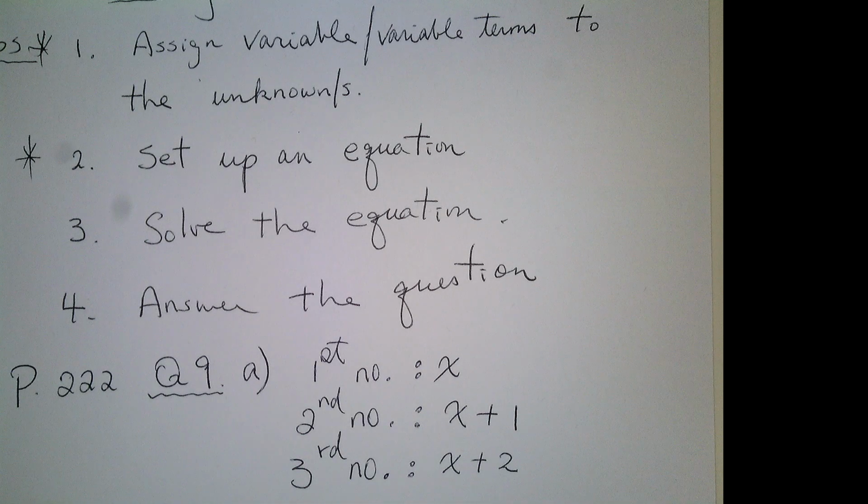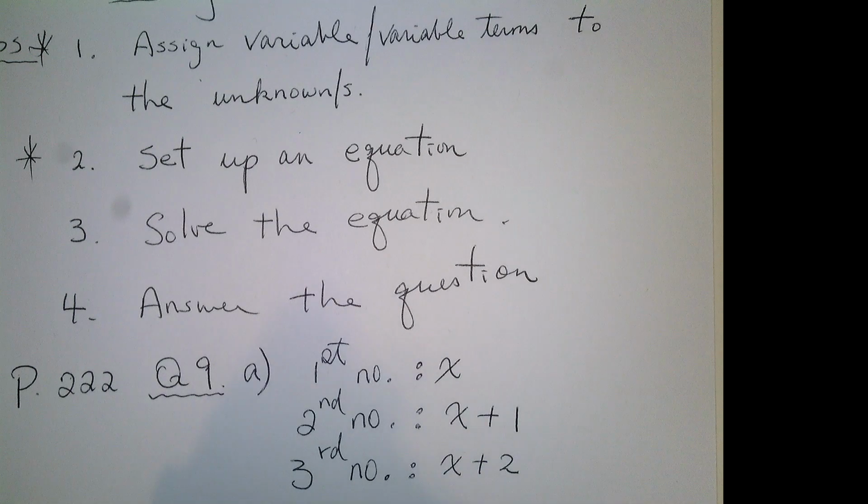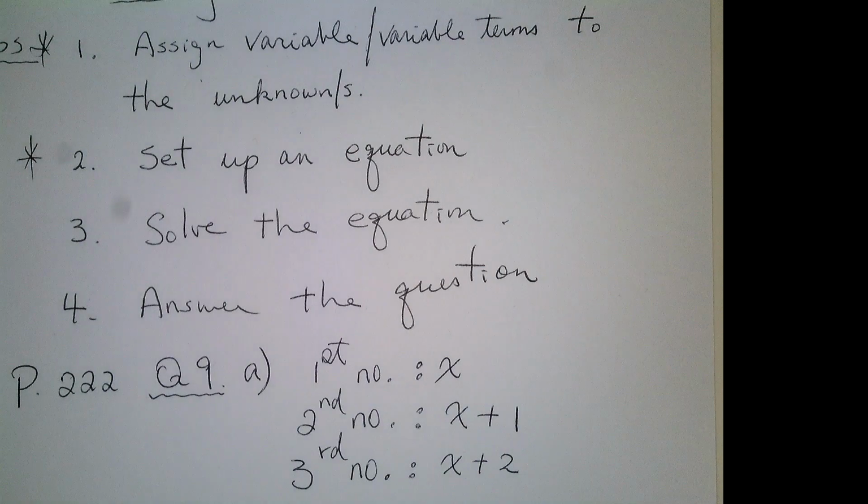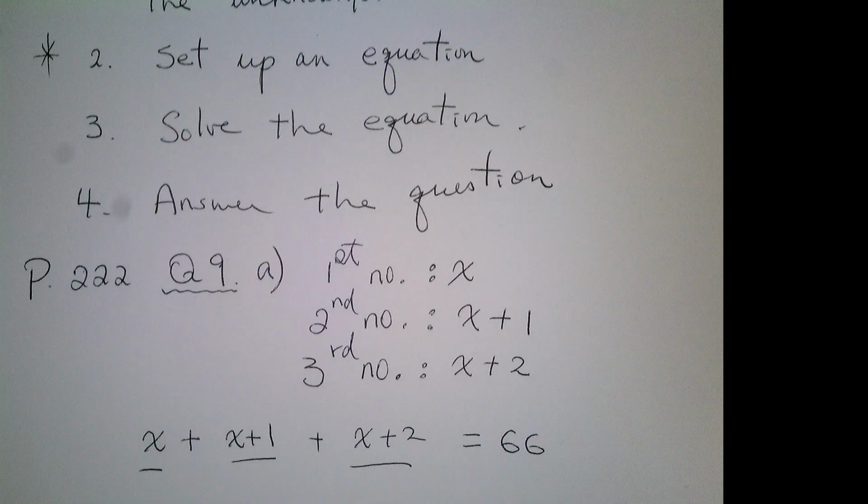Step 2, then, is interpretation. This thing has a sum of 66. As the sum means you add it up, the step 2 is right here: first number, second number, and third number. You add it up. Okay? So step 2, right here.